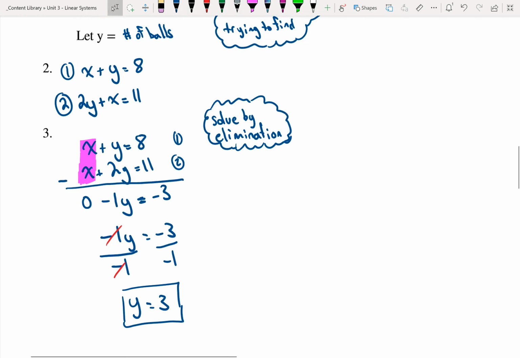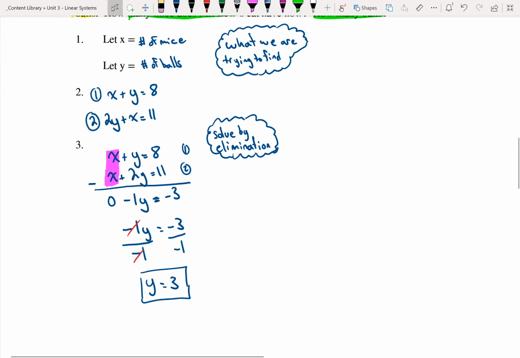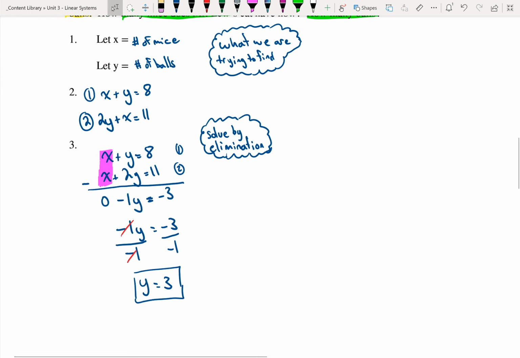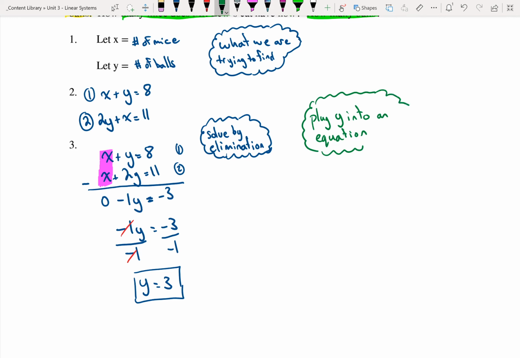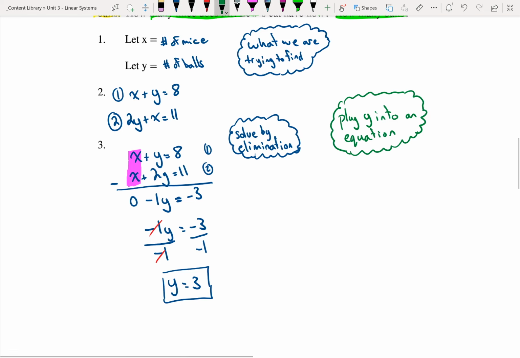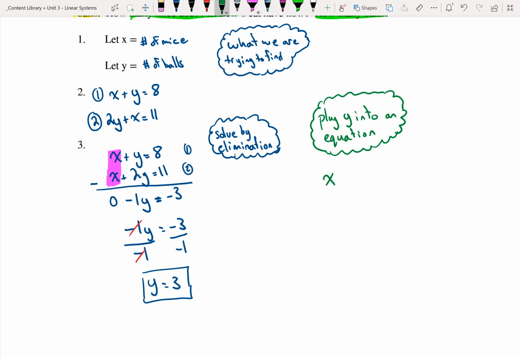So I'm still trying to find my point of intersection. I've solved for my y value. Now I need to solve for my x value, so I need to plug y into an equation. And again, it doesn't matter which equation we use, similar to the last couple of notes we've done. I'm going to use equation 1 because it's the easiest, the most simple, and you could probably do it right off the top of your head.